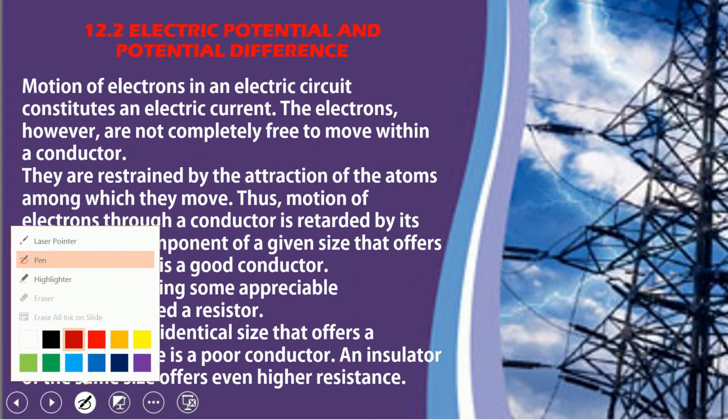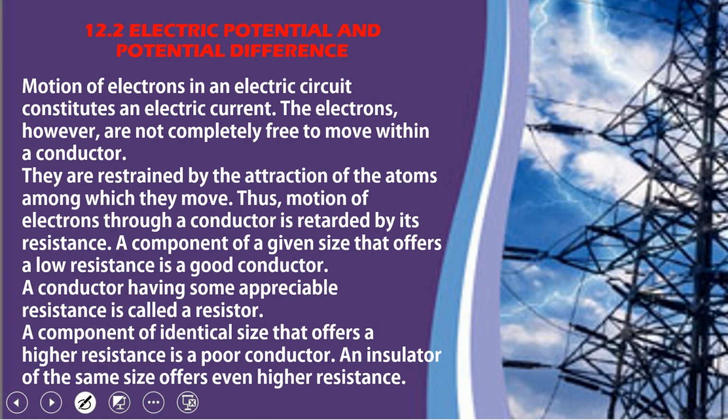What is a good conductor? A component of a given size that offers a low resistance is a good conductor. If a wire has low resistance, it is a good conductor. That is what we see in copper wire, silver wire, aluminum wire, etc. They are good conductors. Why? The reason is that they have low resistance. Understand? Because of the low resistance.